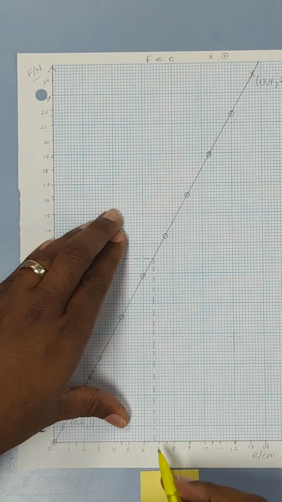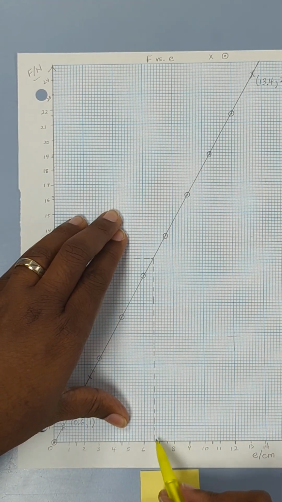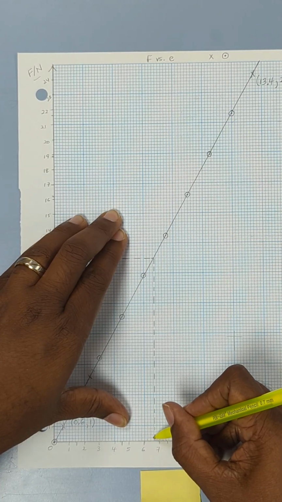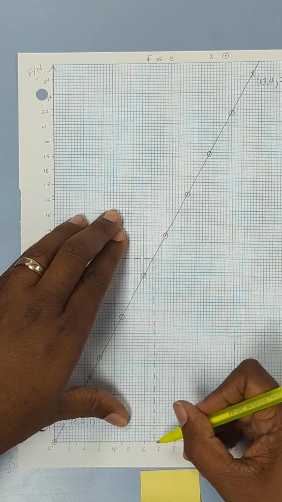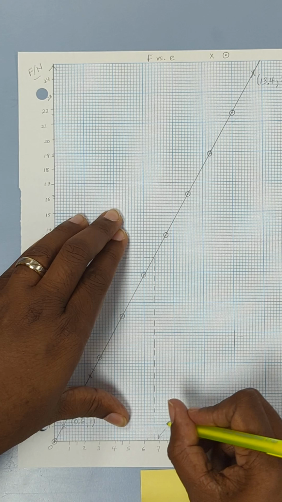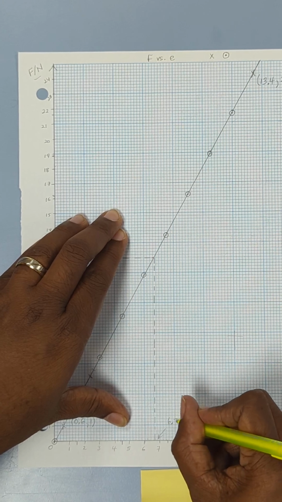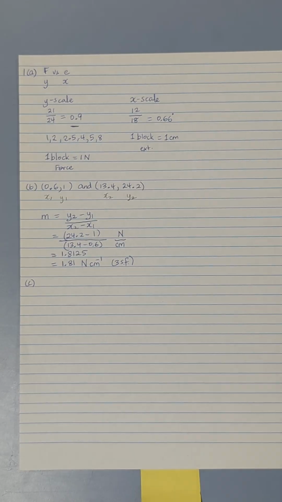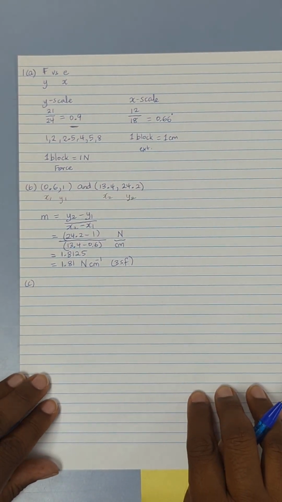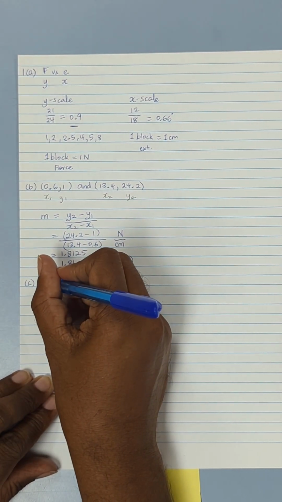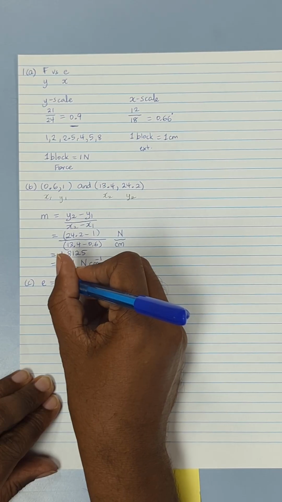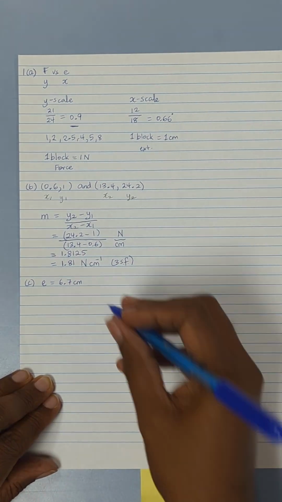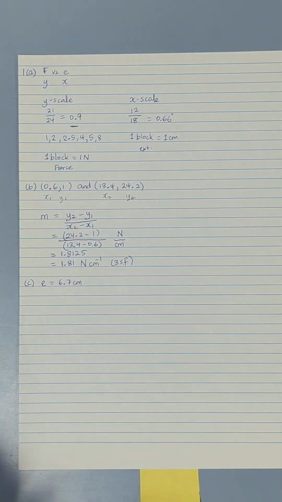Right, so it's a value between 6 and 7. It's 3 whole blocks, so it's 6.2, 6.4, 6.6, and then half a block. This will give you 6.7. So for the question, your answer for a force of 12 newtons, you can just write it as your answer. E is 6.7 centimeters. And that is your question 1.